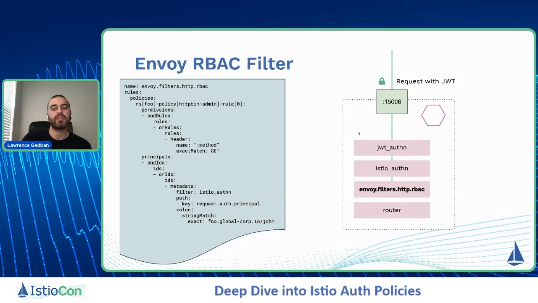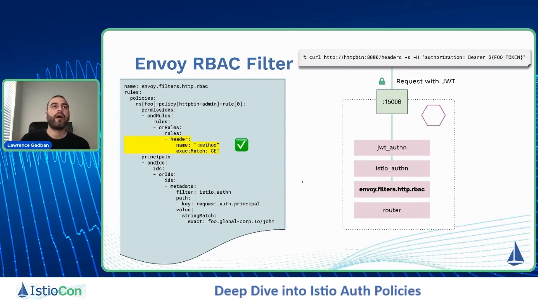Just really quickly, how this is implemented is another filter in the chain, the RBAC filter from Envoy. This is how you actually enforce the policies. This is the actual enforcement point. And this is the RBAC config. We're looking at the header and the get. In this case, the permission is a match on the method pseudo header if it's a get. And our curl is a basic get. That's correct. We're good to go there.